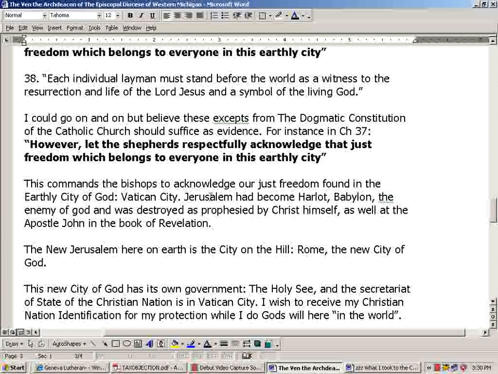Jerusalem had become the harlot, the Babylon, the enemy of God, and was destroyed as prophesied by Christ himself as well as the Apostle John in the book of Revelation. In Revelation, the Apostle John is talking about the destruction of the Jewish temple in 70 AD because he was in Patmos under Nero. And Nero was the emperor from 58 AD to 68 AD. And Nero Caesar, or whatever the correct word is, from the Greek put into the Hebrew, the number taken equals 666. And in the very early Latin Bibles, the numbers taken from Latin, put into the Hebrew, the number is 616. And 616 is the number of the beast in the early Latin Bible. It's already happened, man. We're in the end times now. All that stuff is long ago. That's 2,000 years ago.